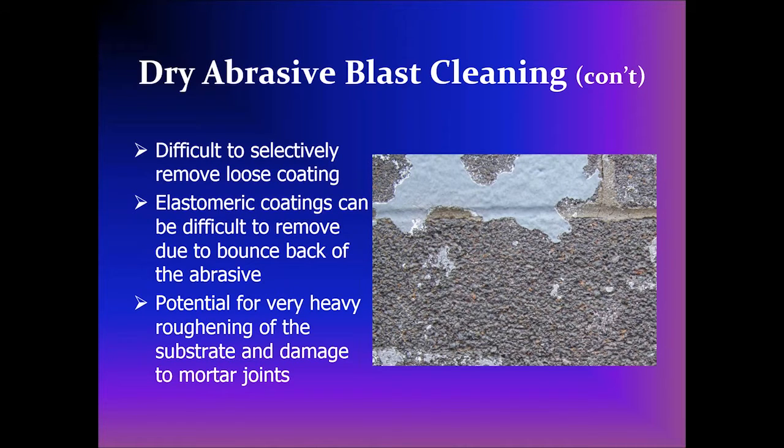You still have large amounts of paint remaining and very chewed up block. So it's difficult to selectively remove loose coating with this method because it can really tear up the block and you can tear up the mortar joints as well. Elastomeric coatings can be difficult to remove due to bounce back of the abrasive. As a result, by the time you, quote, burn through the coating, you may really tear up the block.